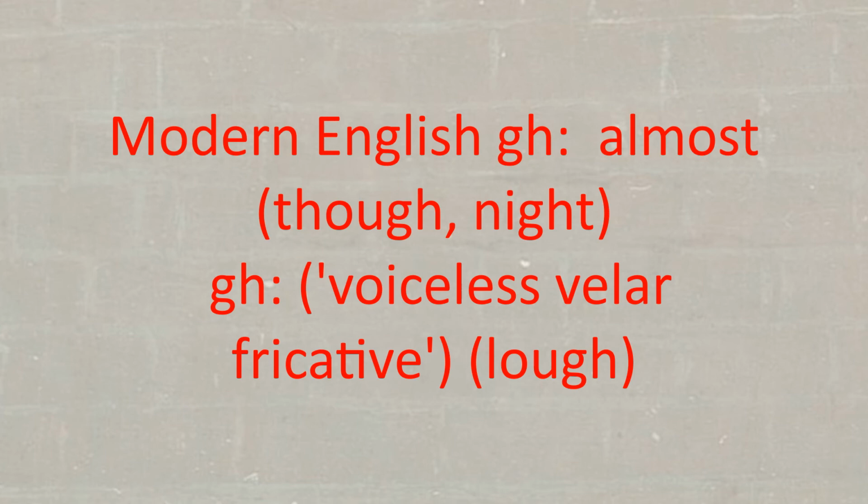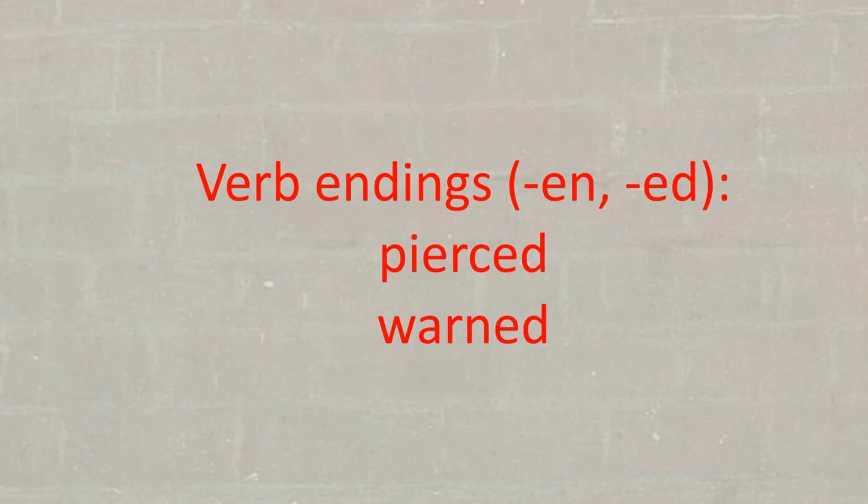There are problems with the presentation of complicated sounds, like the GH, which in modern English is almost silent in words like though and night, but probably did have a sound in Middle English, a bit like the ch at the end of loch. Verb endings, ed or en, which we tend to say without the vowel sound, should be pronounced as a syllable, so pierced, not pierced, and warned, not warned.